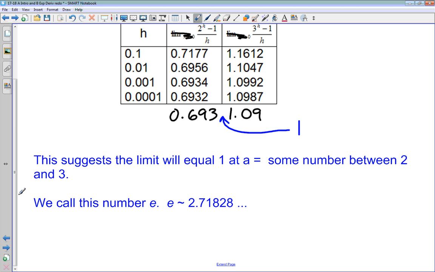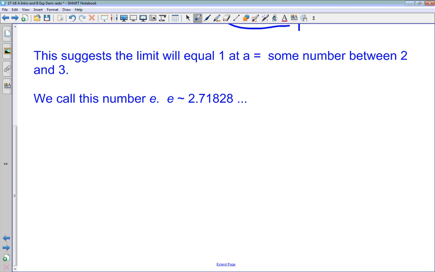Okay, but if we choose our base a to be this number e, then that limit in our first principles definition for our derivative will become the limit as h goes to 0 of e to the h minus 1, all divided by h. And this limit is going to equal 1 because we have chosen the value of e such that it is the number that is going to make this limit actually equal to 1.